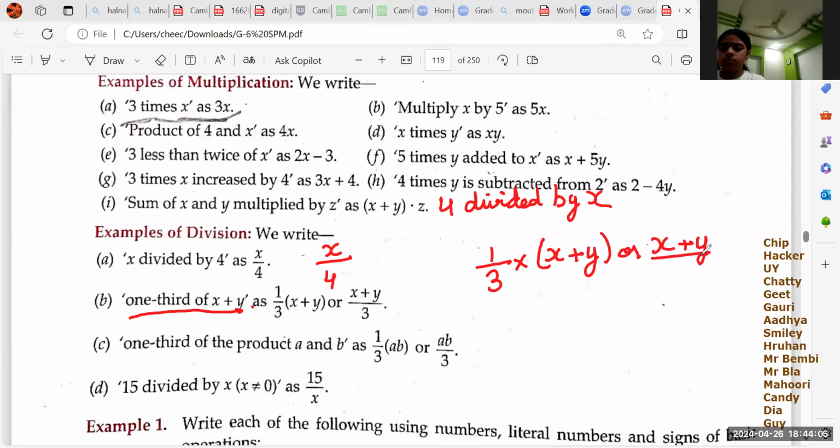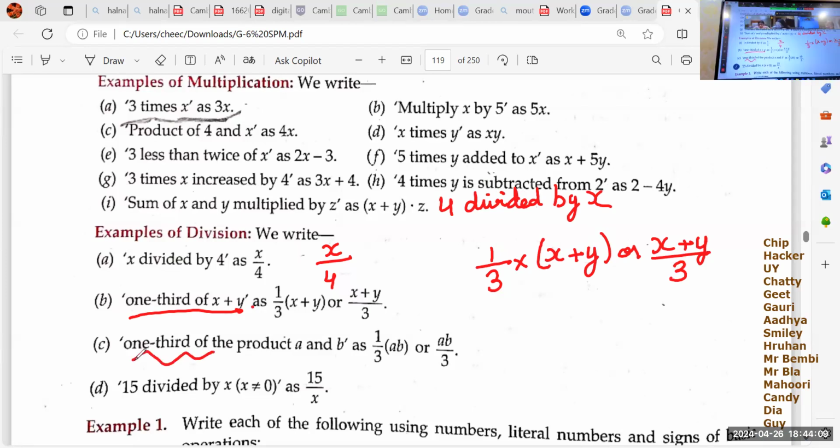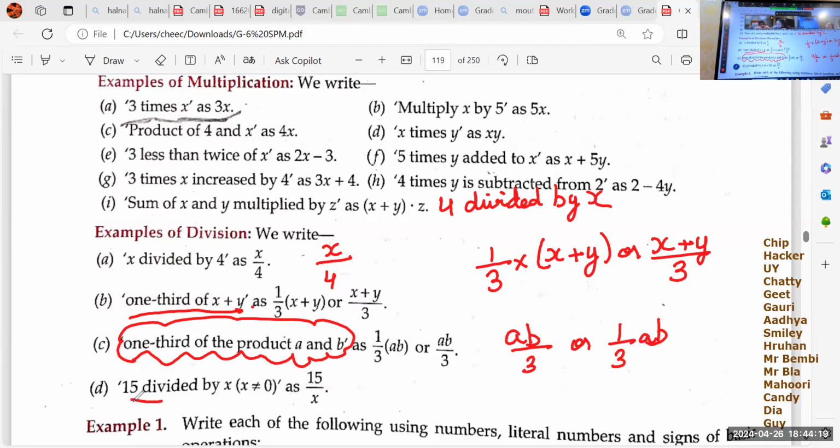Algebra is not boring, beta, it is interesting. 1/3 of the product of AB will be AB upon 3, or 1 by 3 AB. 15 divided by x is 15 upon x.